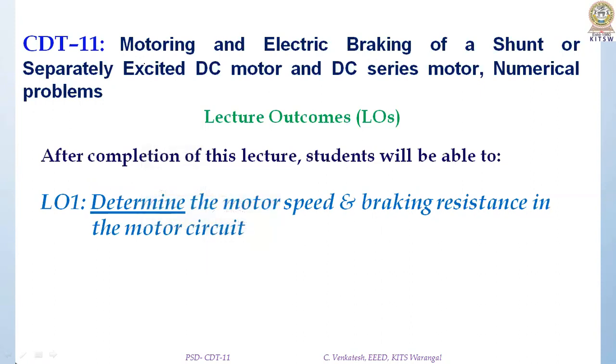So the discussion today will be on motoring and electric braking of a shunt, separately excited, and DC series motor. And by the end of the class, you should be able to determine the motor speed and braking resistance. That means the external resistance that is to be included in the motor circuit to get the required current or torque or braking operation.